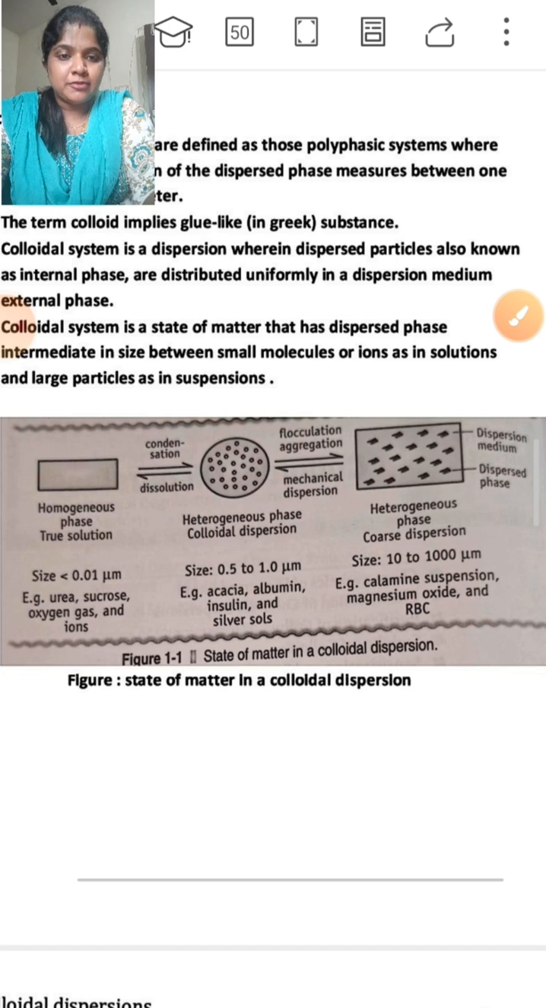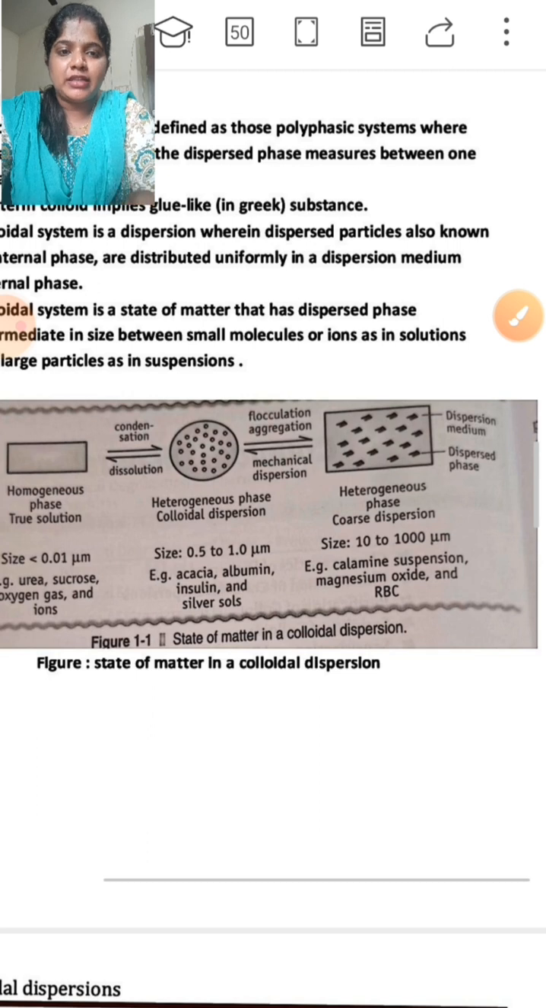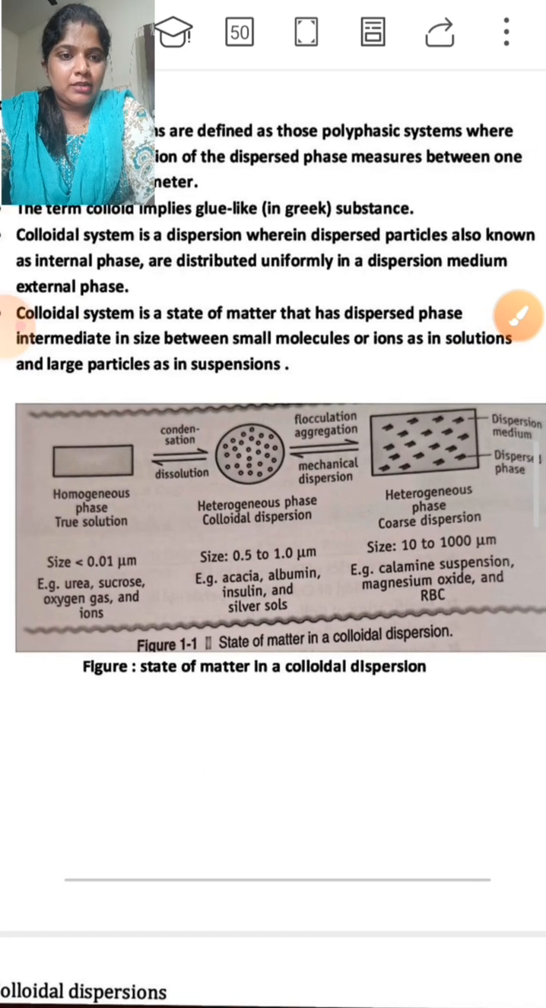Next, the homogeneous phase upon flocculation or aggregation forms a heterogeneous phase or coarse dispersion, which has a size range of 10 to 1000 micrometer. Examples are calamine suspension, magnesium oxide, and RBC. This coarse dispersion also has a dispersion medium and a dispersed phase. And the heterogeneous phase on mechanical dispersion forms a heterogeneous phase of colloidal dispersions.